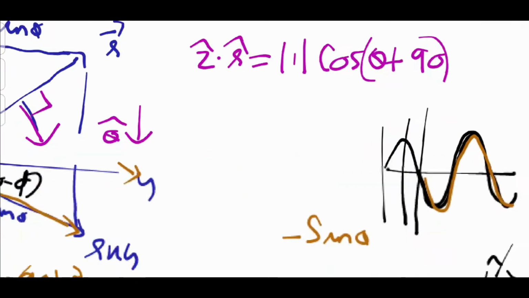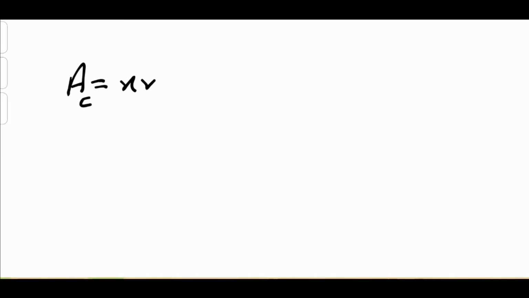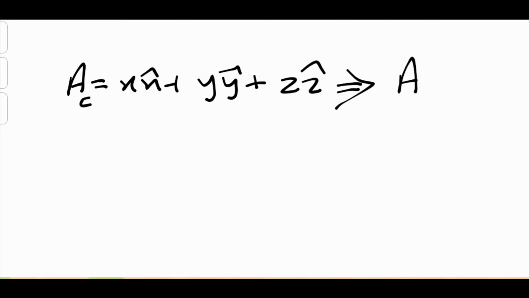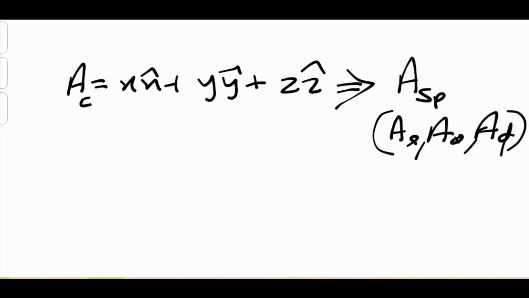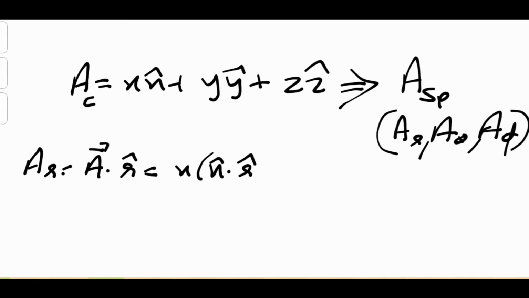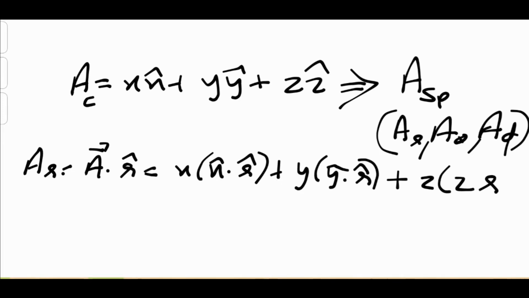Using this, let's do an actual transformation of a vector from Cartesian to spherical. A Cartesian vector is given as x cap plus y cap plus z cap. We have to transform that into the spherical polar coordinate system, A_r, A_theta and A_phi. Very simple. For that, A_r must be equal to A dot r cap, which is equal to x times x cap dot r cap plus y times y cap dot r cap plus z times z cap dot r cap.